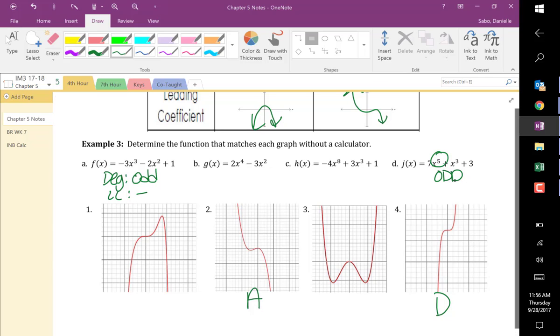Do these two and you'll get your homework. And plus you have to use the highest. Do you know which one? A, B, C. This one's negative.